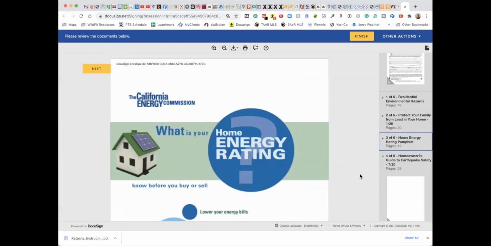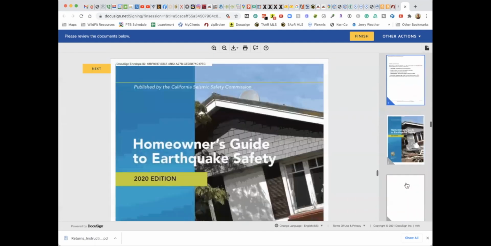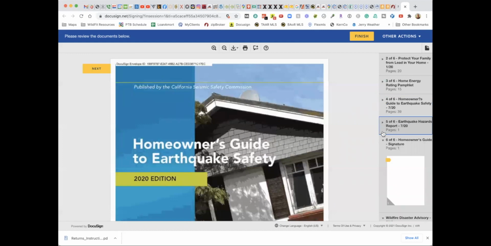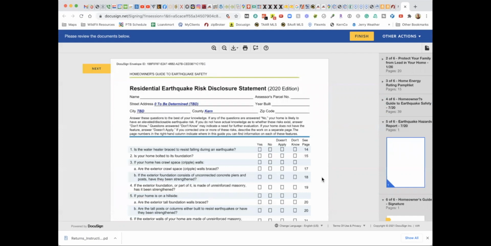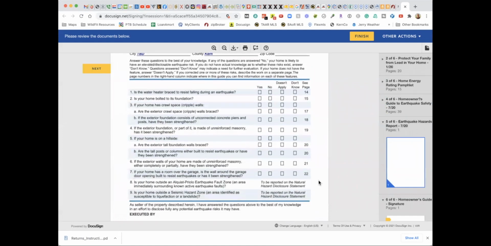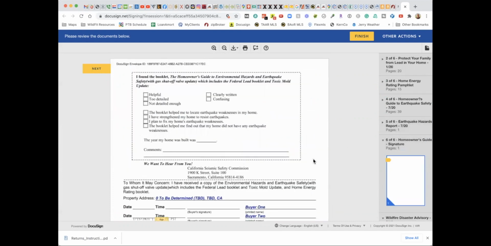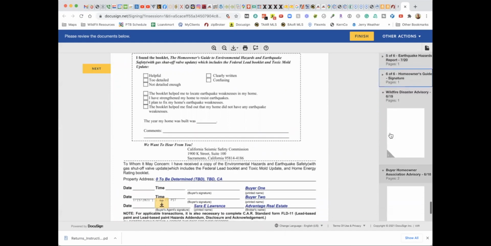This is the home energy rating systems booklet. And then we've got the homeowner's guide to earthquake safety. Then we've got the earthquake hazards report, which if we're buying a house that is built before 1960, this report has to be filled out by the homeowner to say what's been braced, what has not been, and so forth. If the house is newer than 1960, it does not need to be included. And then this is the receipt that says you got all of these booklets. So there's all of that.